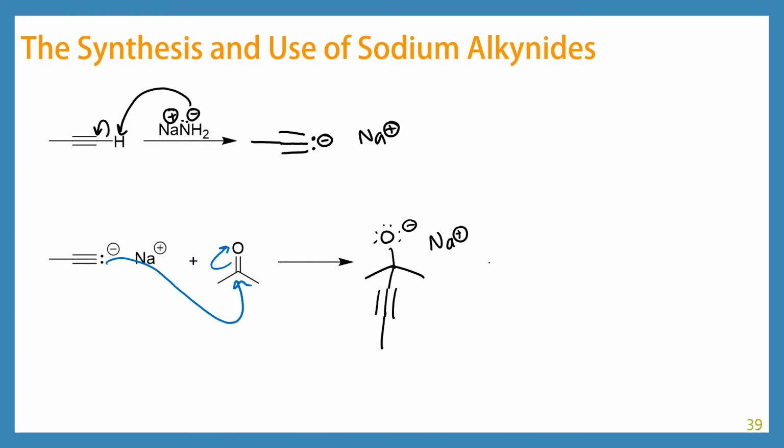And then from there, you can actually add in a weak acid, something like ammonium chloride, or you could add in an alcohol, whatever you wanted to do. But if you see ammonium chloride added into a reaction like this, it's just there to protonate the alcohol. And that's it. It looks just like the same type of reaction with a Grignard or an alkyl lithiate.